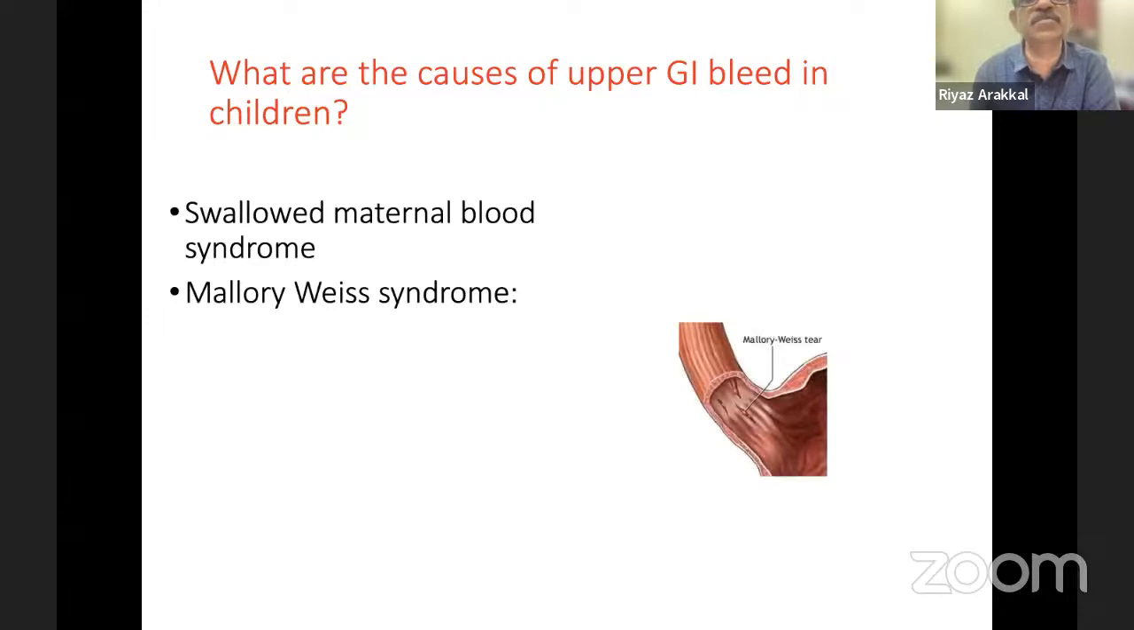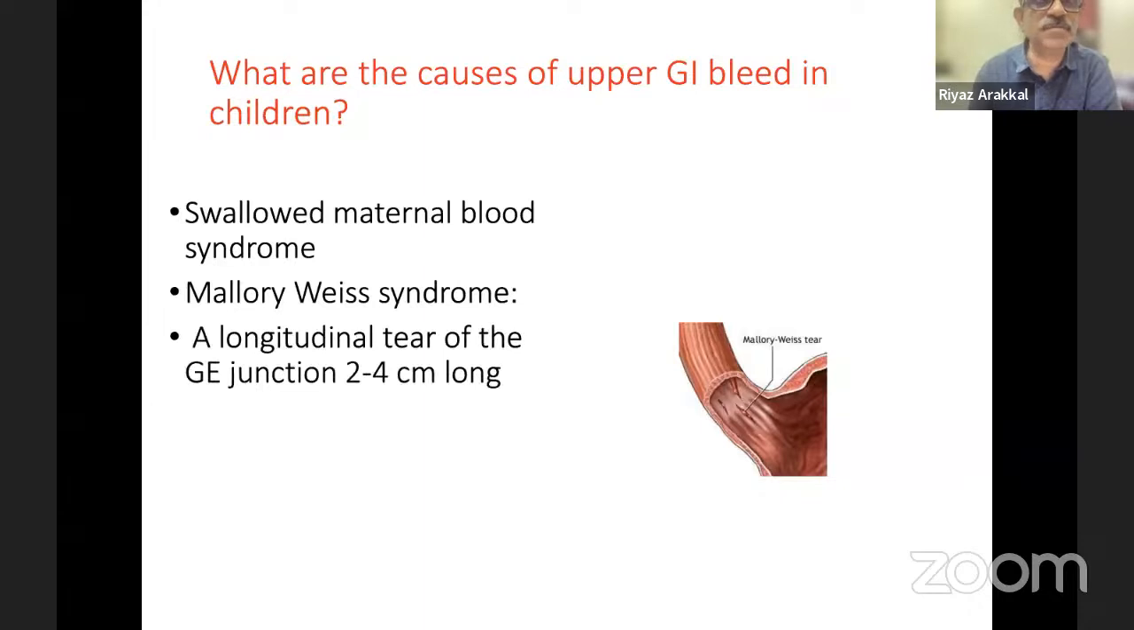What is Mallory-Weiss syndrome? Due to repeated vomiting, there can be a longitudinal tear in the gastroesophageal junction. Sharina Kadar is in there, should be our old PG, now in Thrissur. Thank you, Sharina. And you have Mallory-Weiss syndrome. There is a longitudinal tear of the GE junction, which may be about 2 to 4 centimeters long.